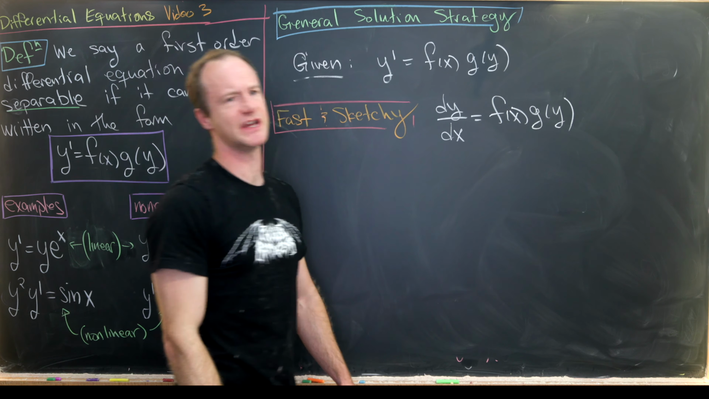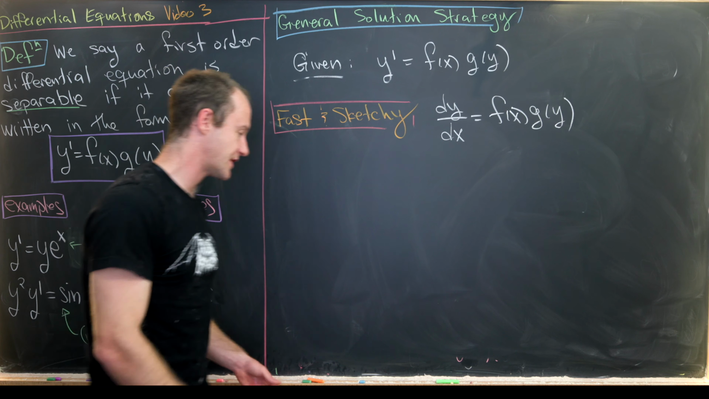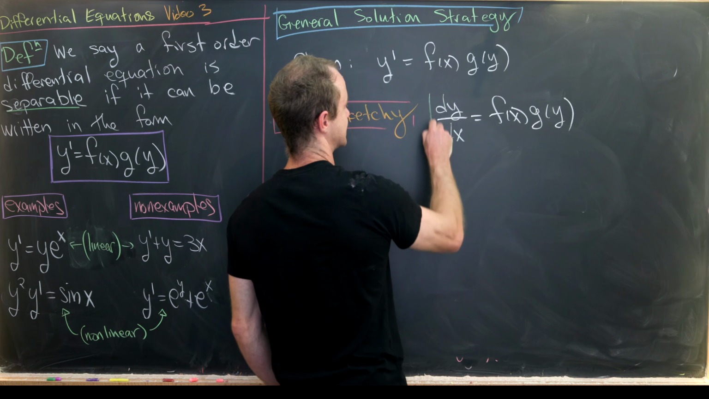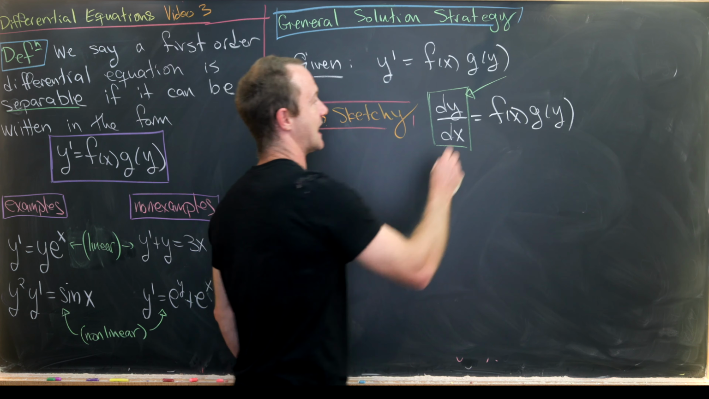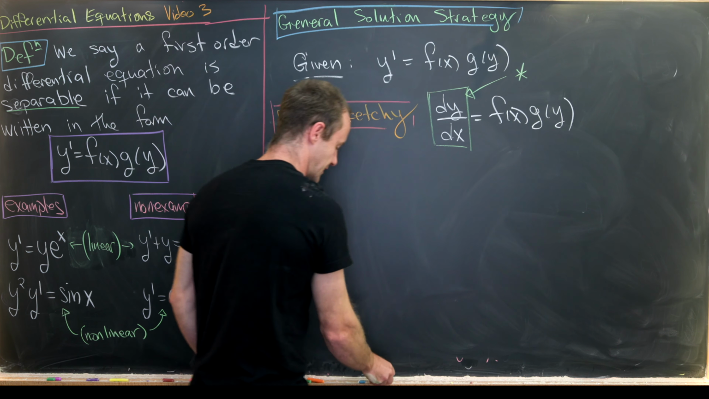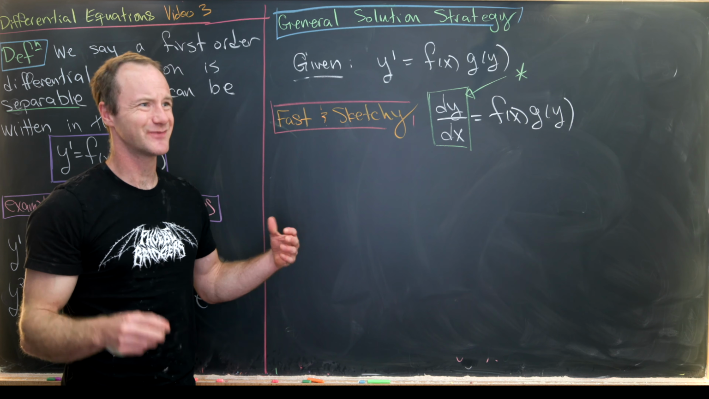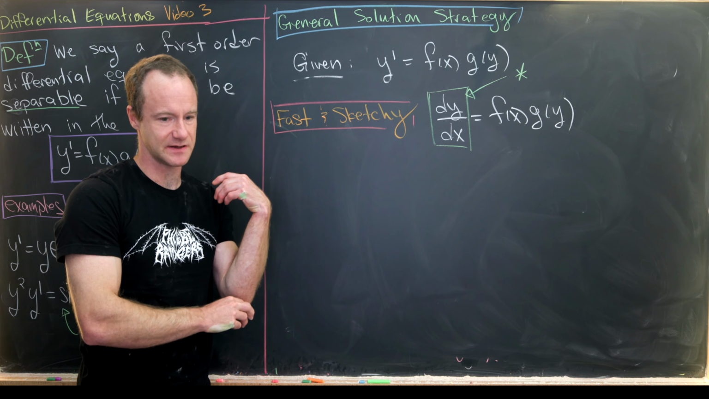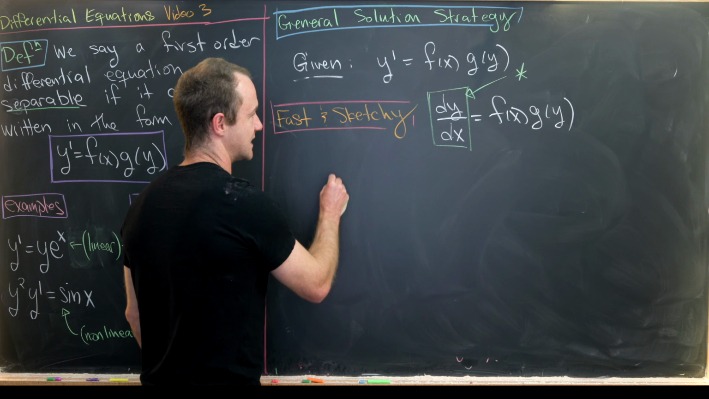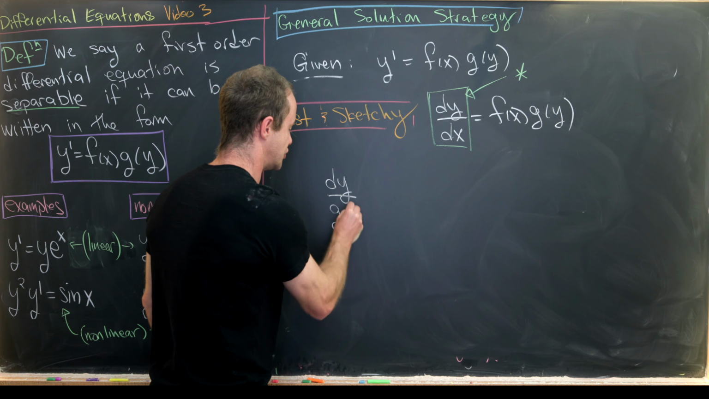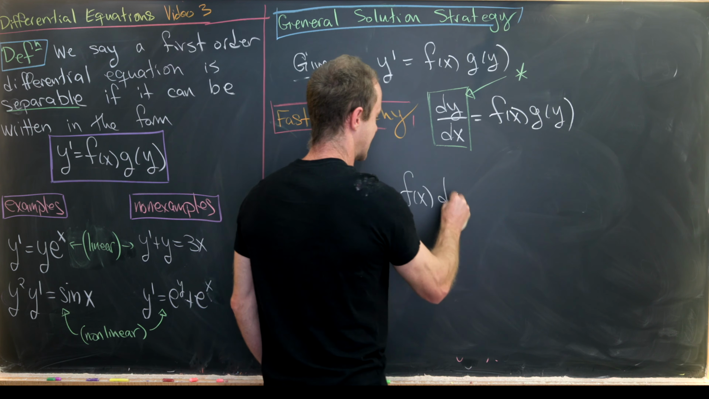We're just changing the notation from Newton's notation to Leibniz notation. And now here's where the sketchy part comes in: you're going to take this object, which is a derivative, and instead of viewing it as a derivative, you're going to view it as a ratio of differentials. Thinking of it as a ratio of differentials isn't maybe quite as sketchy as you might think it is. Okay, so that's going to give us dy over g of y equals f of x dx.